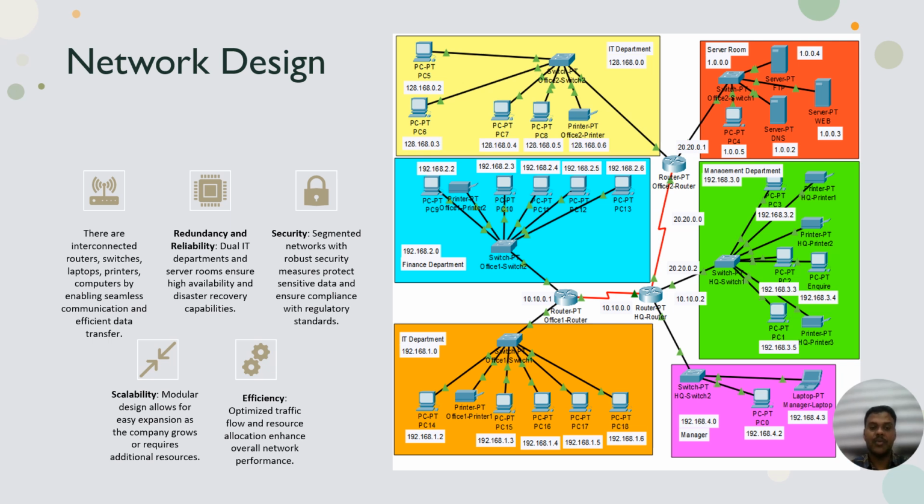First, in the network design, we have implemented redundancy and reliability, with dual IT departments and server rooms to ensure high availability and disaster recovery capability. For security, segmented networks with robust security measures protect sensitive data and ensure compliance with regulatory standards. For scalability, the modular design allows for easy expansion as the company grows or requires additional resources. For efficiency, optimized traffic flow and resource allocation enhance overall network performance in the organization.